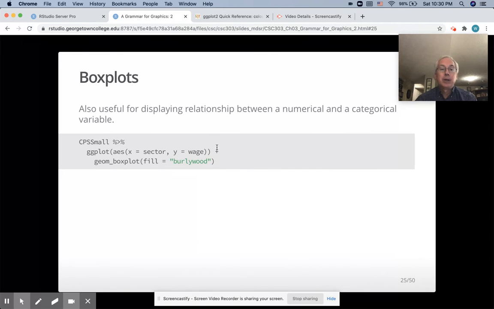So that's violin jitter. Let's spend a little time now talking about box plots, and we'll take some time to remind ourselves of what information is contained in a box plot. But we're actually going to do a little bit different thing here. We're going to have our horizontal variable be the sector in which a worker performs, and then the y-axis will be their wage. And so geom_boxplot is going to generate box plots. We're filling those in as well.